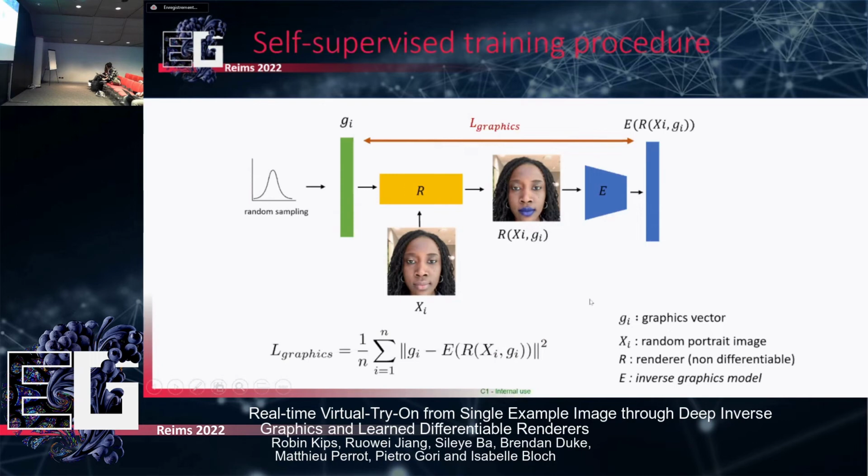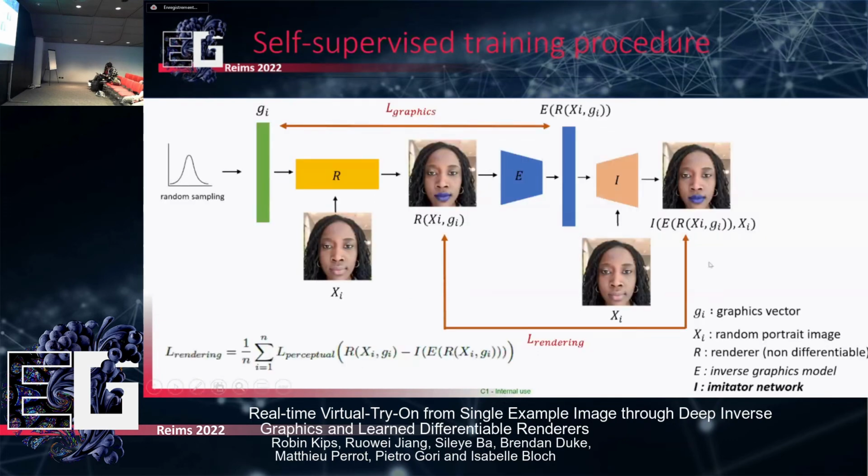But the one drawback of this way of training the system is that we are computing the loss in the graphic code space. And in the graphic code space, it's not sure that what's happening in the image space is taken care of adequately. This is why we improve our framework by adding an imitator. And the role of the imitator is to generate a source image with lipstick as our renderer would have done. So here, the imitator I is just emulating the renderer R. And the imitator is a neural network.